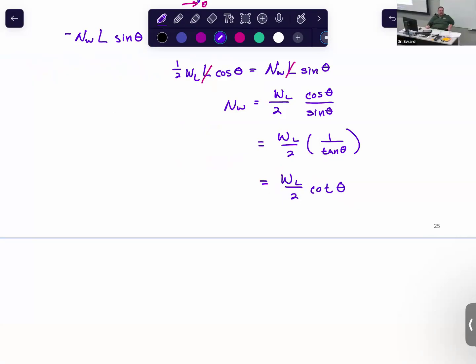How long has it been since you've used cotangent in derivation? Probably almost never. The problem with this, look at your calculators real fast, find the cotangent button. There is no cotangent button. So what would you have to do to calculate cotangent on your calculator? You have to put in 1 divided by tangent. That would be the calculation you put in your calculator.